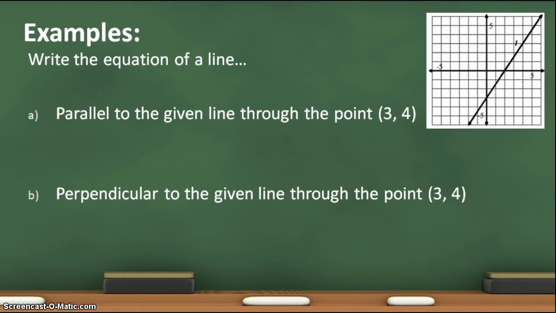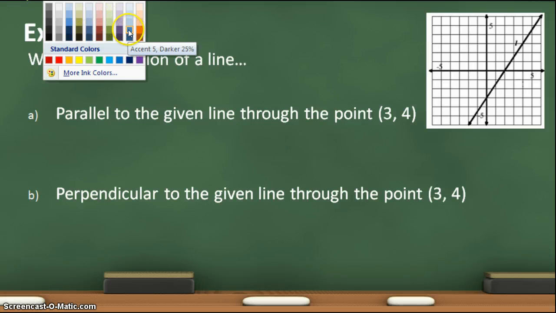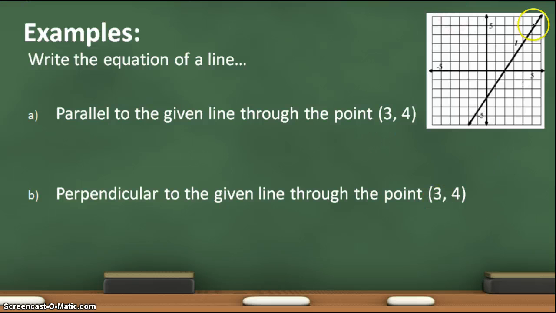So if we've got a situation like this where it says write the equation of the line that's parallel to the given line and through the point (3, 4), or perpendicular to the given line through the point (3, 4), either way our first step is to find the slope of the given line or the given information. Now in this case we have a graph, but we could get the slope of the line from a table or from the actual equation of a line.